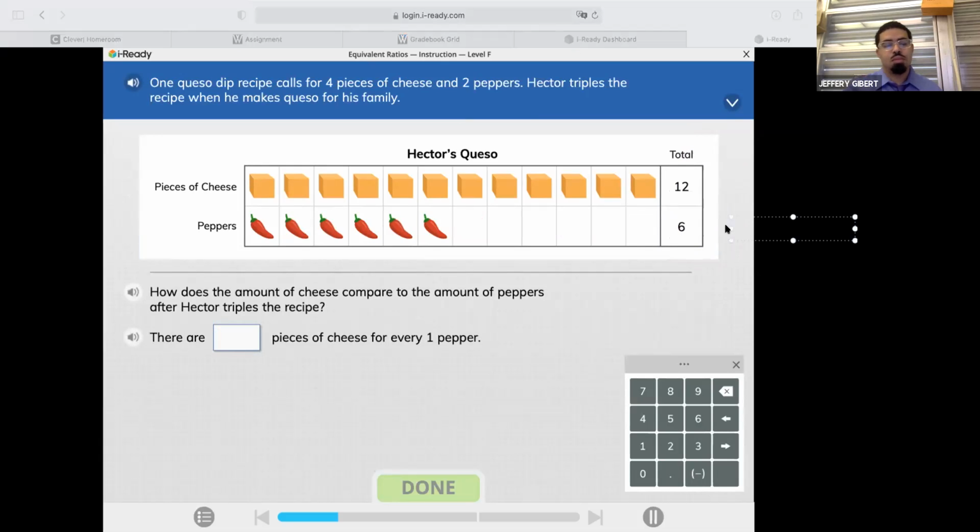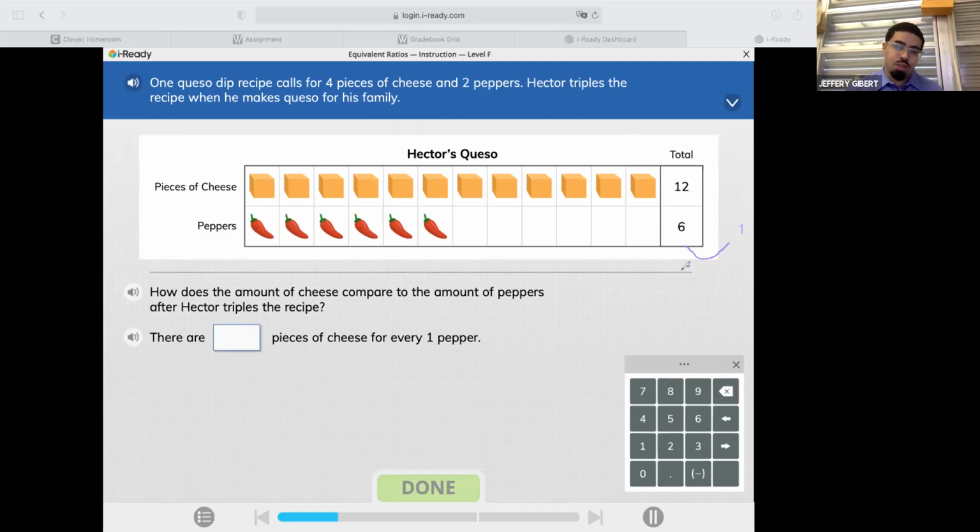Because when I saw it at the beginning, it showed that there was like 4 pieces of cheese, and it was only 2 pieces of peppers. All right. But this is a new ratio. So the answer is 2. But let's say you're only looking at the 12 and 6. How do you know that there's 2 cheeses for every 1 pepper? Because the total cheese is 12 and the total pepper is 6.